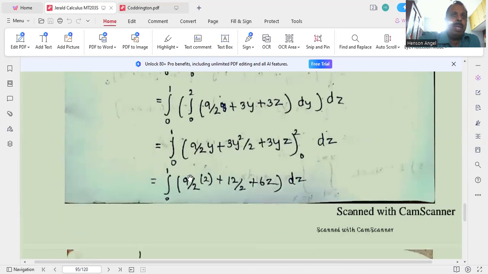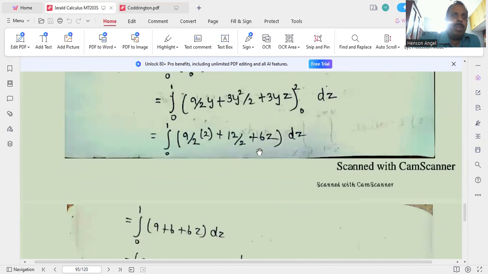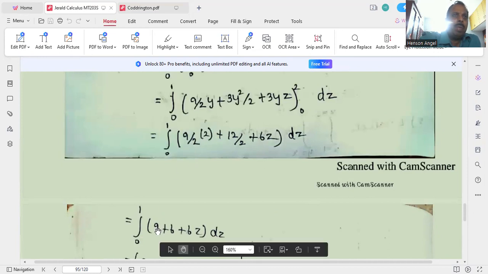Into dz. Next we have to integrate this with respect to z. So before integrating this expression, we have to simplify first. So we can cancel this 2, here we get 9. Here we can cancel this 12 by 2, that is 6, plus 6 is there.